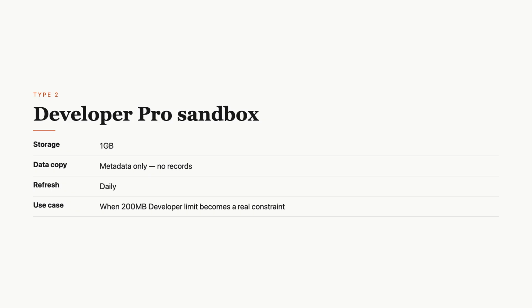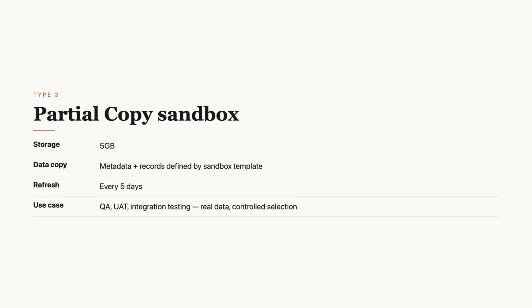Partial Copy Sandbox gives you 5 gigabytes and can copy both metadata and a defined subset of data records. Refresh cycle is every 5 days. This is the right environment for QA and UAT. You get real data to test with, but you control exactly what comes in through sandbox templates. This is what most quality assurance and user acceptance testing should be running on.